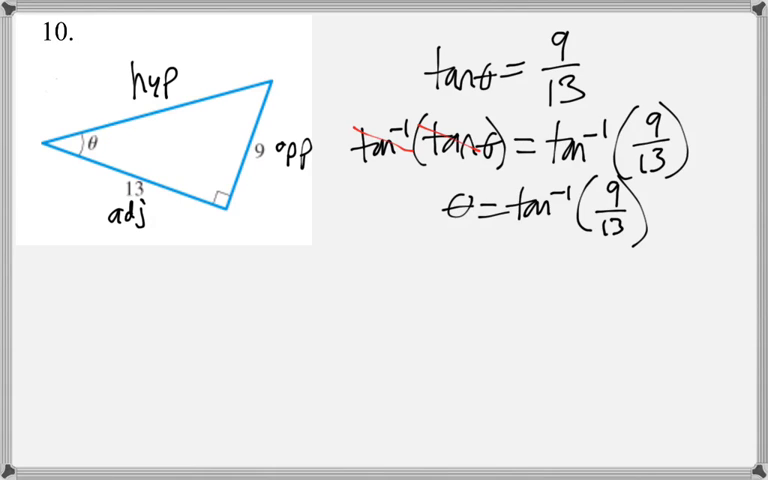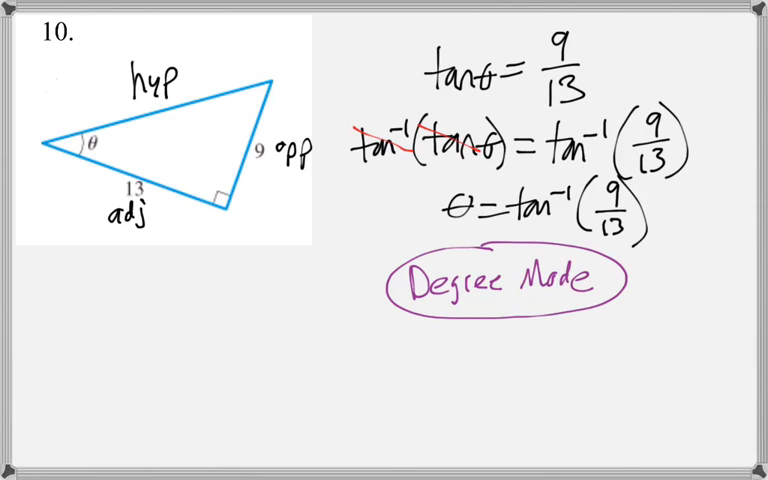And I want to type this into the calculator. I do want to make sure it's in degree mode. Let me make a note of that. Degree mode. That's kind of a scary thing in trig classes. Is your calculator in radian mode or is it in degree mode? Well, for this question it needs to be in degree mode. And we should get theta is approximately 34.70 degrees.